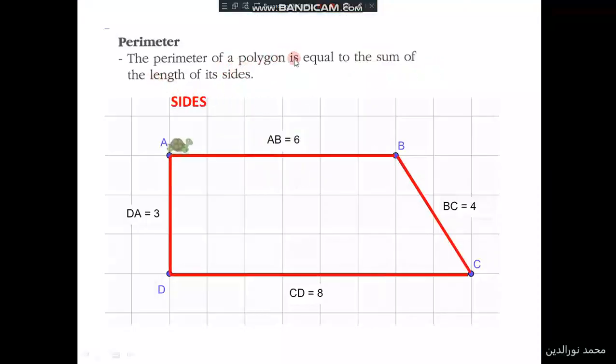The perimeter of a polygon is equal to the sum of the lengths of its sides. So the perimeter of the polygon, or the multi-sided shape, equals the sum of the lengths of the sides.